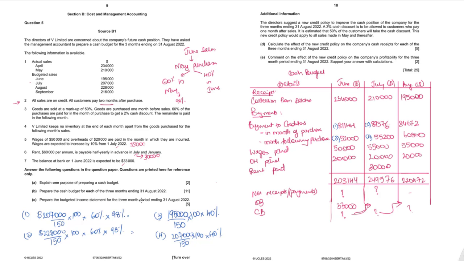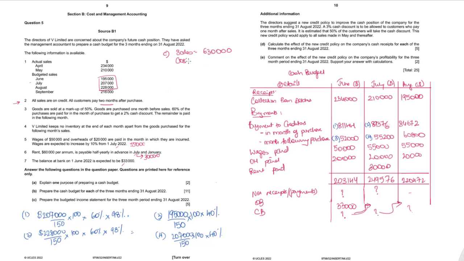Prepare budgeted income statement for the 3 months ended 31st August 2022. So I'll just briefly do here. Sales. What will be the sales for June, July, August? Basically the total of these sales, 3 months sales, which is 630,000.